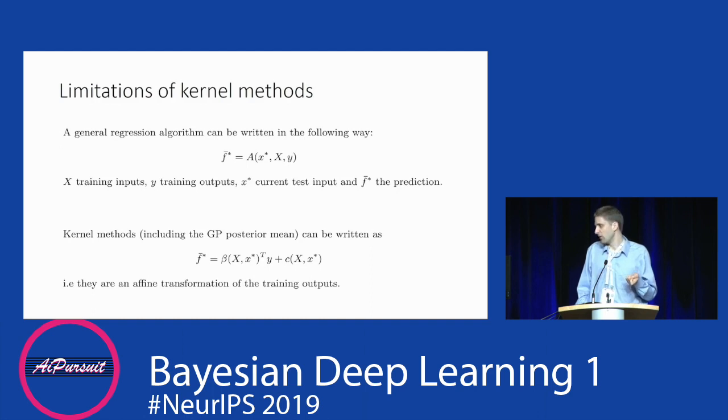So a general regression algorithm can be written in the following way. A is just going to be some computation. X star is the test input you're interested in. Capital X is your training inputs, and Y is your training outputs. So that's all regression methods. Kernel methods are a subset of all regression methods where we can write the prediction as an affine transformation of the output data points. So that's a restriction. And in particular, I think that limits the representation that you can learn because the way you depend on your output data is very limited.